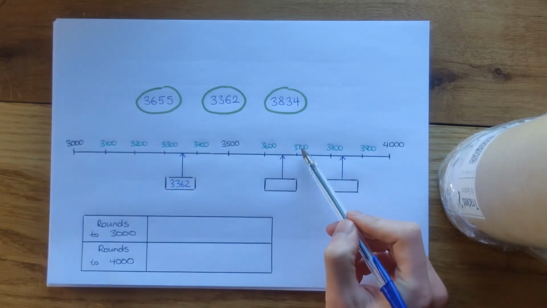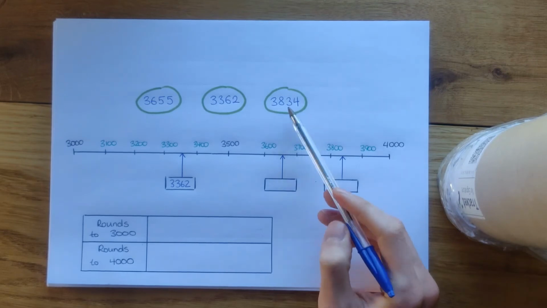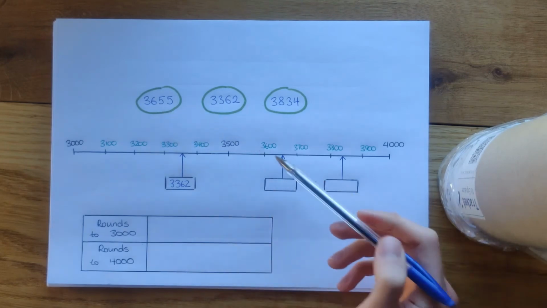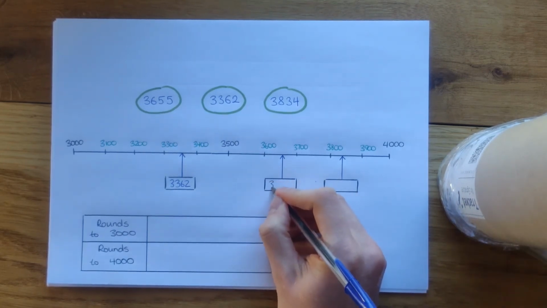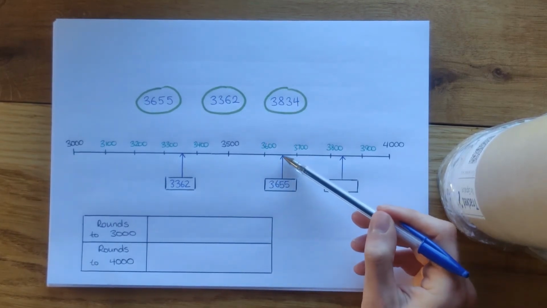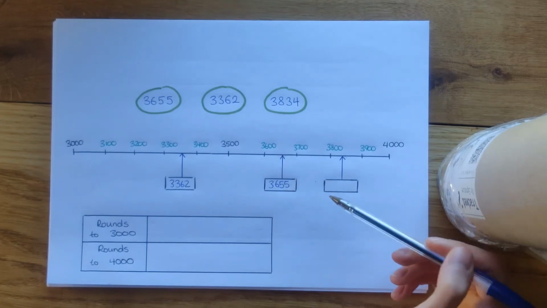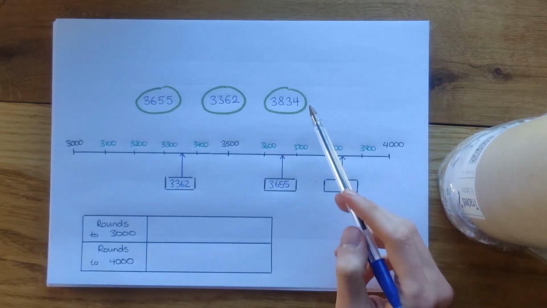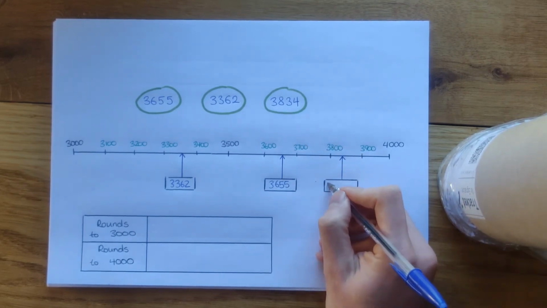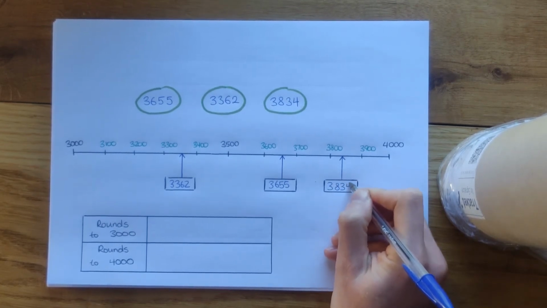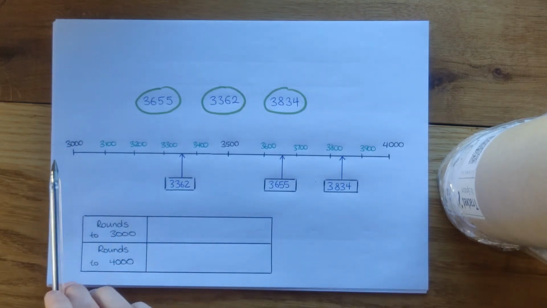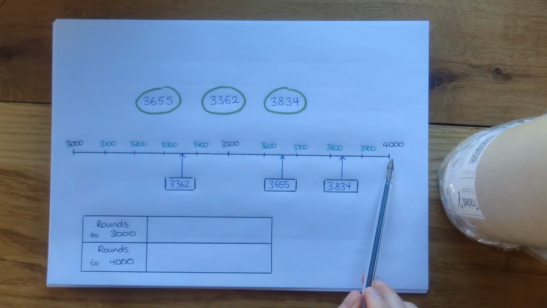What's going to go in between 3,600 and 3,700? 3,800 is too high, it's past the 3,700, but 3,655 is going to be just about in the middle between 3,600 and 3,700, which is why that arrow is pointing just past the middle point between those two numbers. Finally, between 3,800 and 3,900, we've got our last number, which is 3,834. So there we go, we've decided whereabouts on our number line those three numbers fit between 3,000 and 4,000.